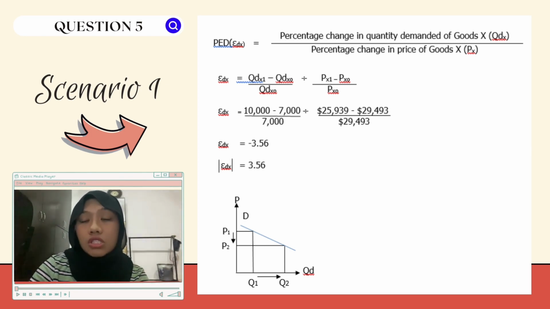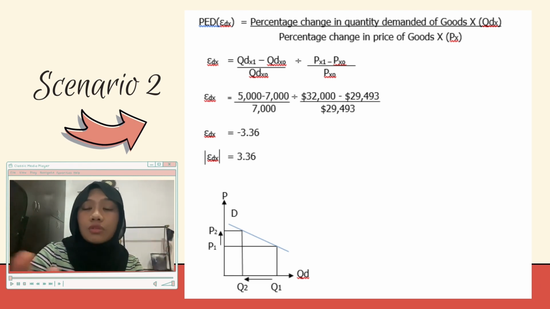The percentage change in price, which P1 decreases to P2. Meanwhile, the quantity demanded Q1 increases to Q2.